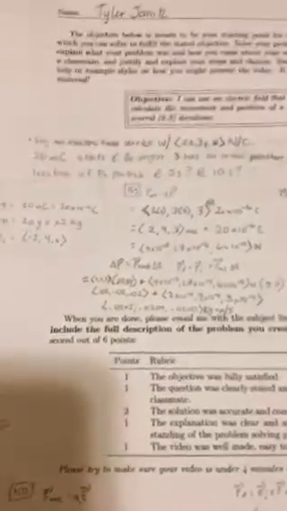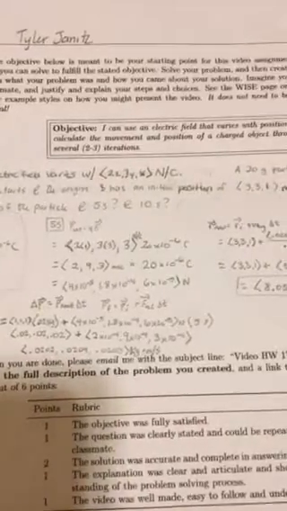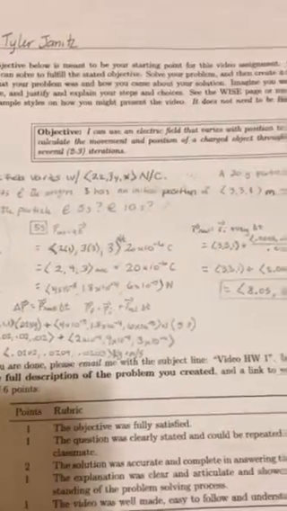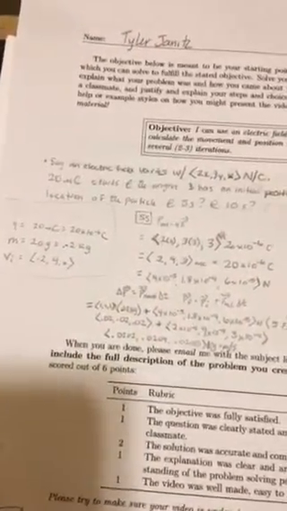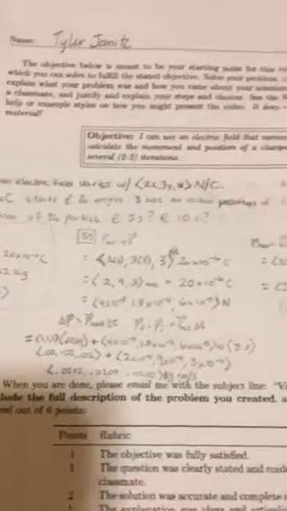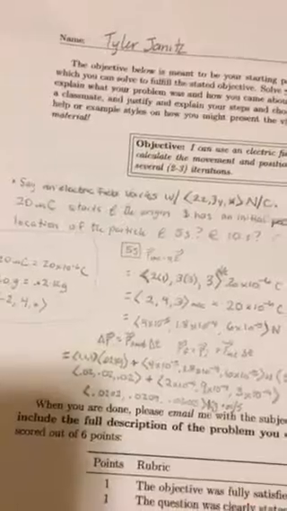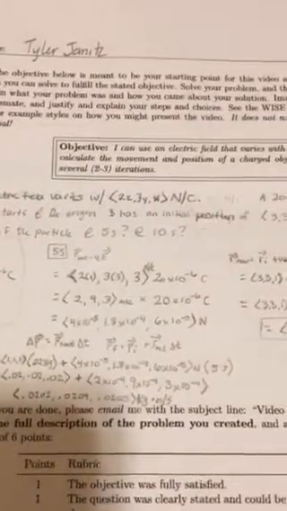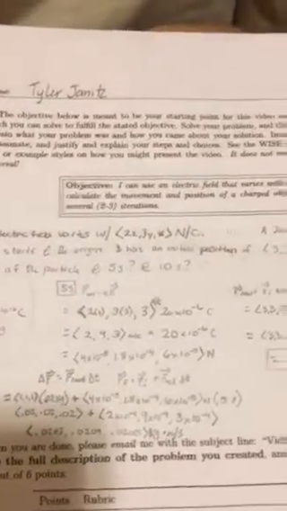So for my problem, I said an electric field varies with 2z, 3y, x newtons per coulomb, and a 20-gram particle with a charge of 20 microcoulombs starts at the origin and has an initial position of 331 meters, traveling at 111 meters per second. And then we want to find the location of the particle at 5 seconds and 10 seconds. So we're going to use 5-second time intervals in our iteration steps.